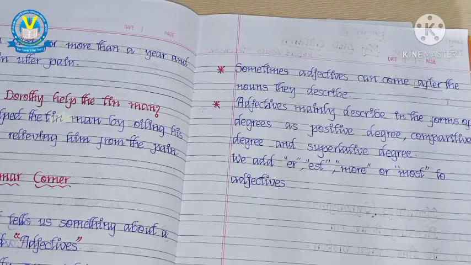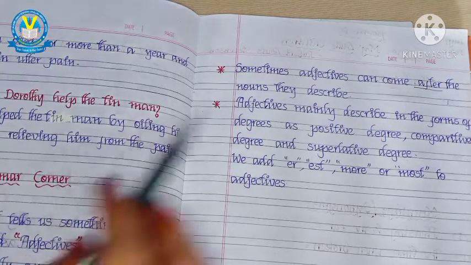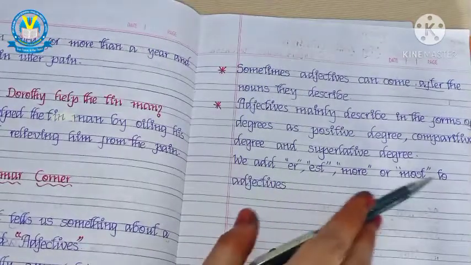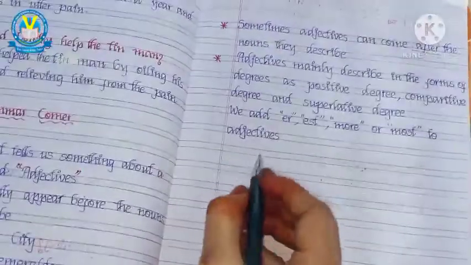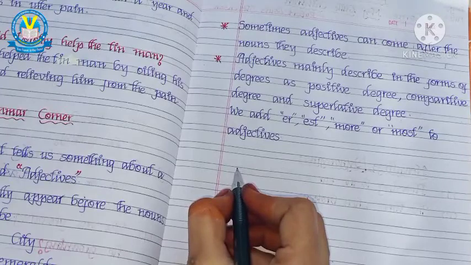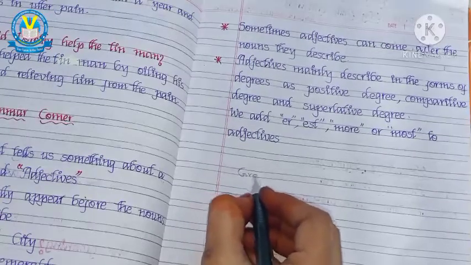Adjectives can mainly be described in three ways: positive degree, comparative degree, superlative degree. We add er, est, more, most to the adjectives. For example, green.